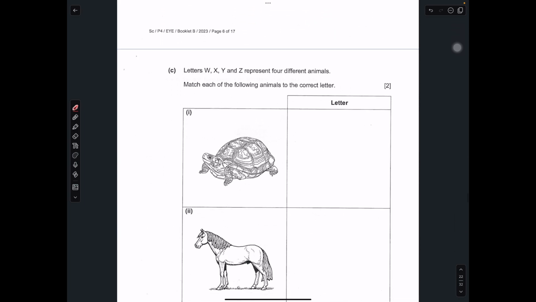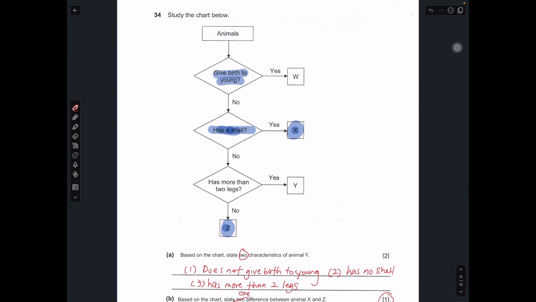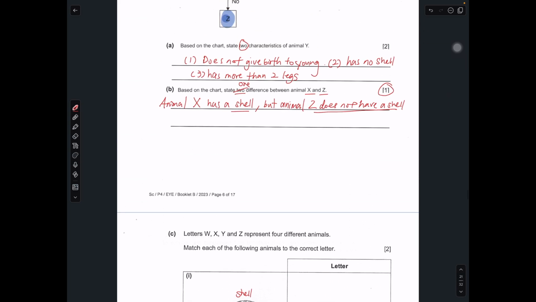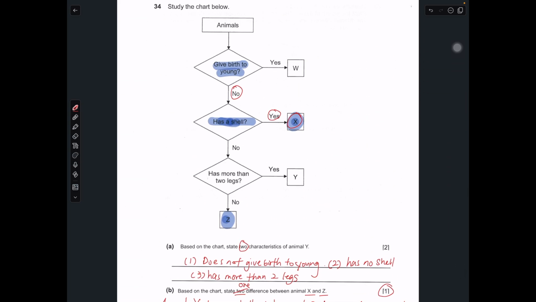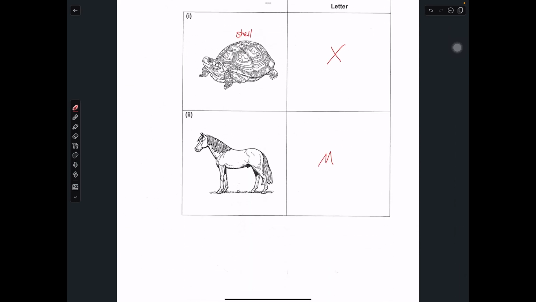Okay, letters W, X, Y, Z represent 4 animals. So this one has a shell. Then we got to look at it. Does it give birth to live young? No, definitely no, and it has a shell. So the first animal should be X. So what about the second animal? It looks like a horse to me. Give birth to live young? Yes, because this is a mammal. The horse itself is a mammal. It gives birth to live young, so this one should be W. So it should be X and W.